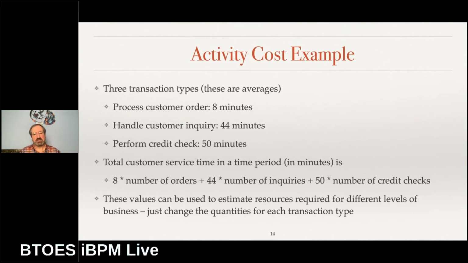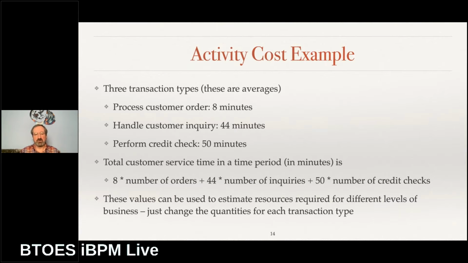This is an order processing department example. Process a customer order takes 8 minutes, a customer inquiry takes 44 minutes, and to perform a credit check takes 50 minutes. Now, it's probably no longer valid because credit checks are pretty much automated these days. But total customer service time in a period is 8 minutes times the number of orders, 44 minutes times the number of inquiries, and 50 minutes times the number of credit checks. And these values can be used to estimate resources.